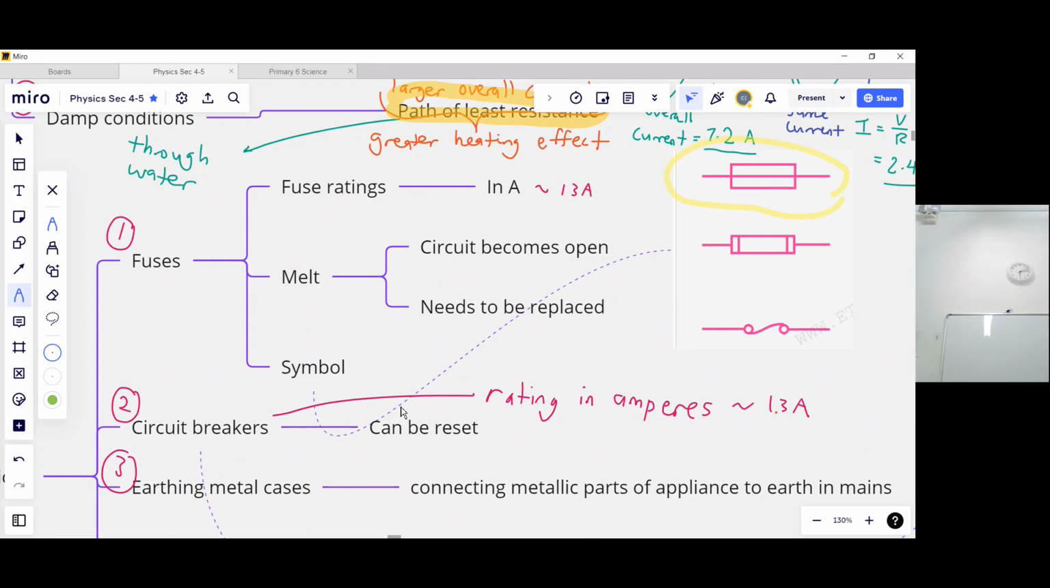What I'm saying is, inside this socket, we will have a fuse. But inside this plug, there's another fuse. This one is the appliance fuse, so it depends on the appliance. The rating may be different, but the socket is usually about 13 within the socket.